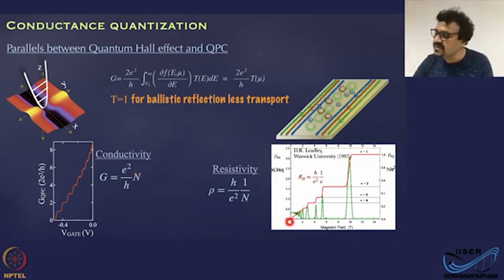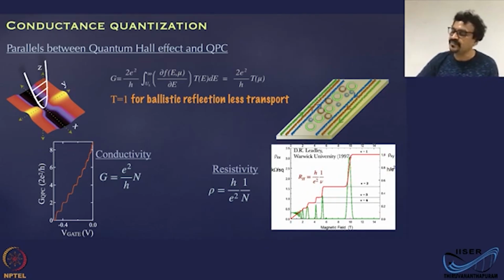Here, this is a representative plot for the quantum Hall effect, where you are plotting the Hall resistance rho xy, which is also showing similar behavior, a step-like behavior in h by e square. If you plot conductance, you will get something similar to this. But here, this is a plot of the resistance, resistivity, or rho xy.